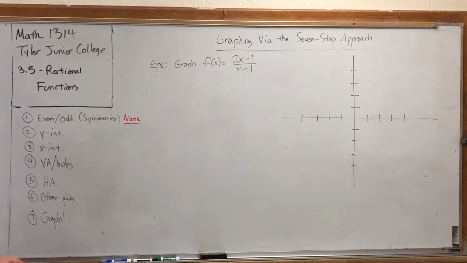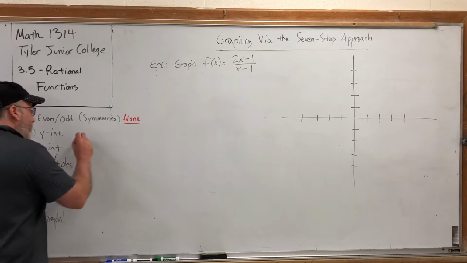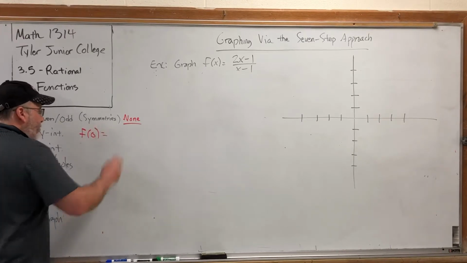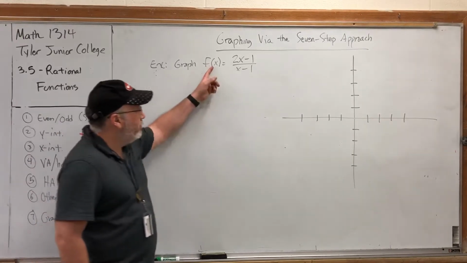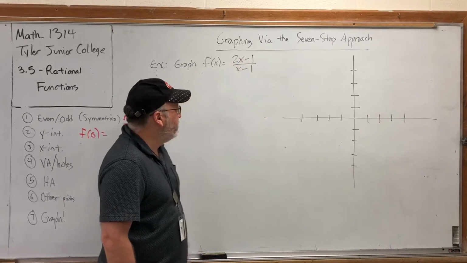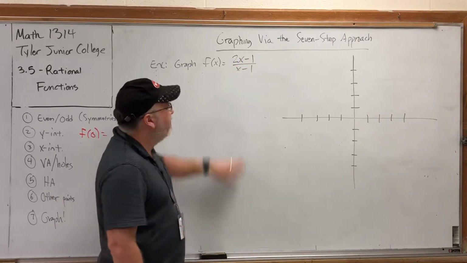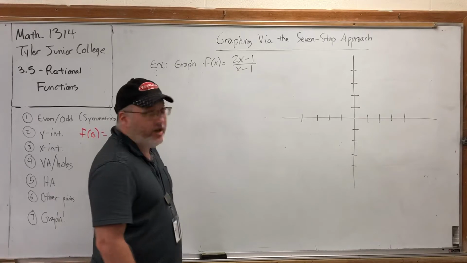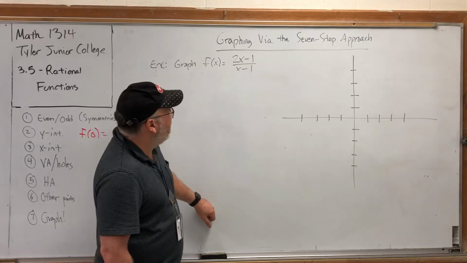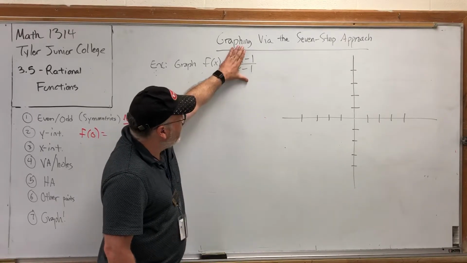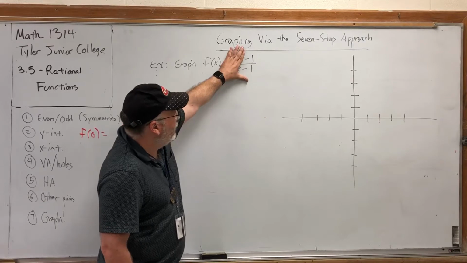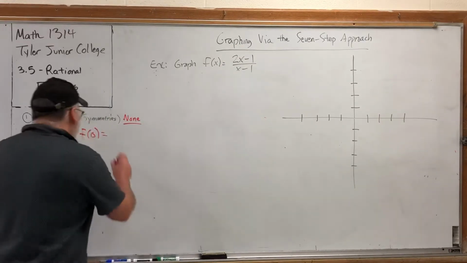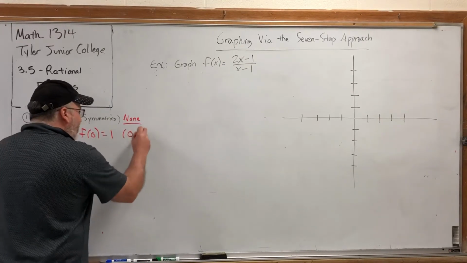Y-intercept. Oh, y-intercept is easy. Just substitute 0. Let's not beat around the bush. If I substitute 0, I'll get 2 times 0 minus 1 on top, so minus 1 on top. 0 minus 1 on the bottom, so negative 1 on the bottom. Basically, putting in 0 kills everything except the constant terms, and negative 1 over negative 1 is 1. So we have a y-intercept at 0, 1.